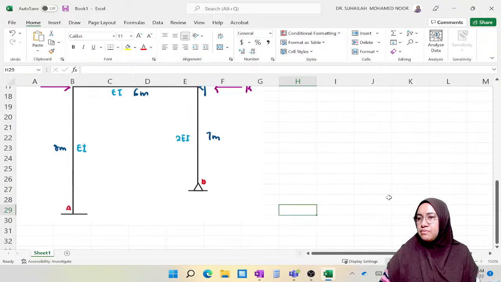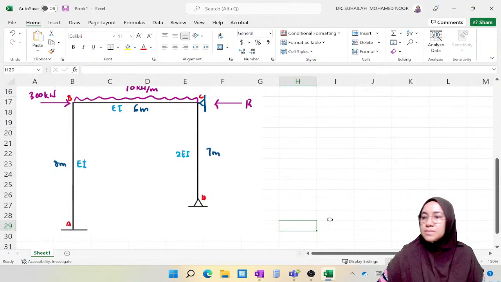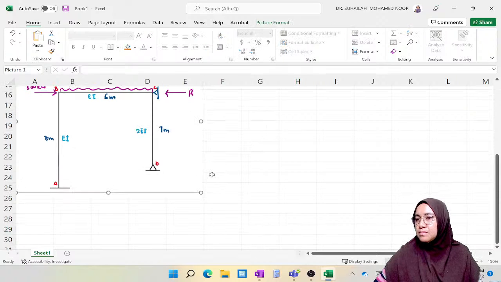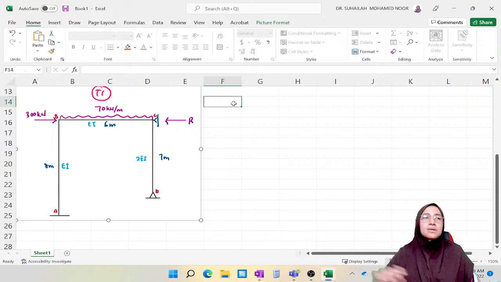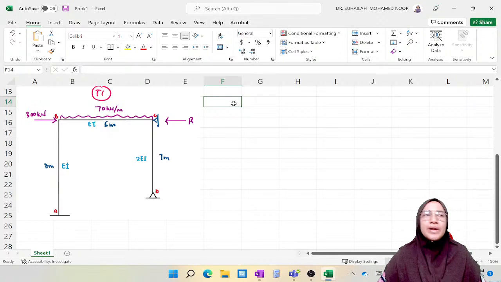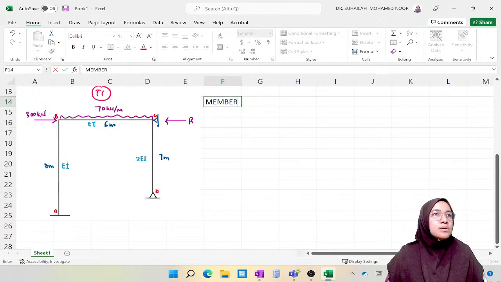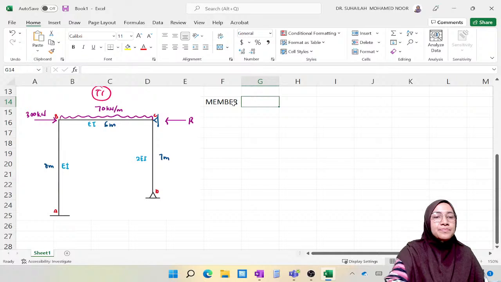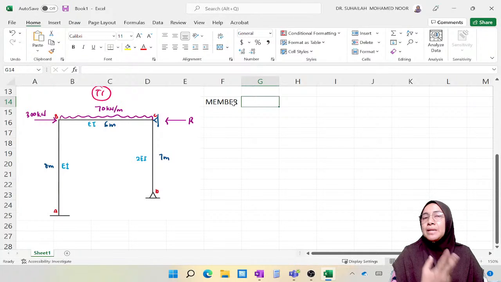Okay, so this is the frame. Straight away I want to create the table. The table starts with member. We have AB, one member, 2N; BC, another member, number 2, has 2N; and CD is also another member, number 3, 2N. So all are 6N.